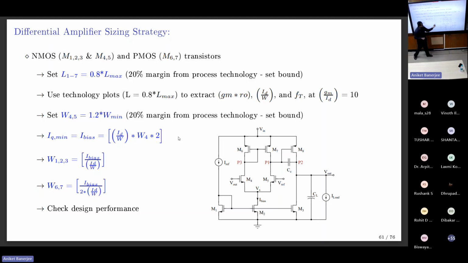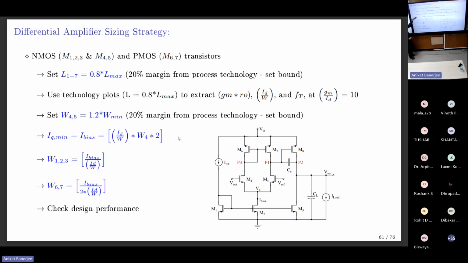So then for a single length, you are going to generate tech plots for all these transistors, not for different lengths, for a single length. For a single length, you generate tech plots and get the gm/ro, ID by W, fT values, all these things. Now set W also to the minimum possible. Okay, what is minimum? W min is the minimum. I don't want to go to 1 times W min. I just kept it 20% above W min. So this is 1.2 times W min.